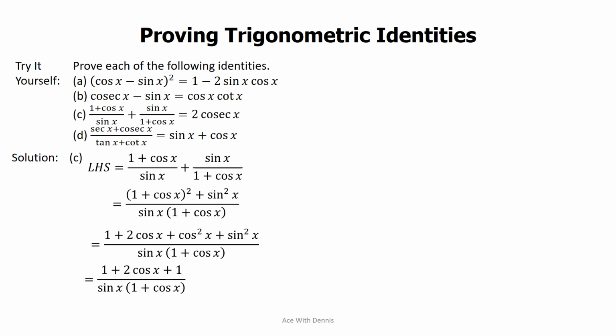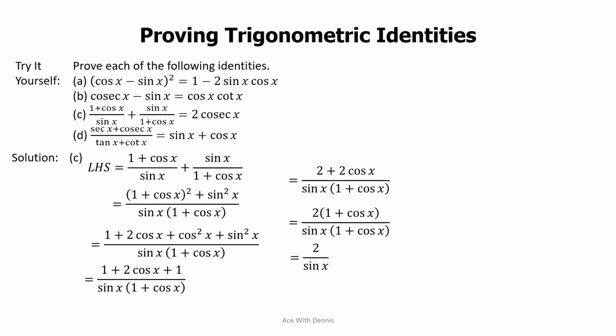So it becomes 1 plus 2 cosine x plus 1 over sine x times (1 plus cosine x). Simplifying, it is 2 plus 2 cosine x over sine x times (1 plus cosine x). Factorize the 2, it becomes 2 times (1 plus cosine x) over sine x times (1 plus cosine x). And we notice that we can cancel 1 plus cosine x from the top and the bottom. It becomes 2 over sine x, which equals 2 cosecant x, equals the right hand side, proven.